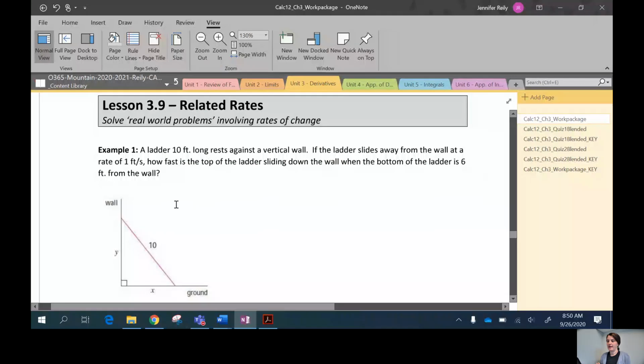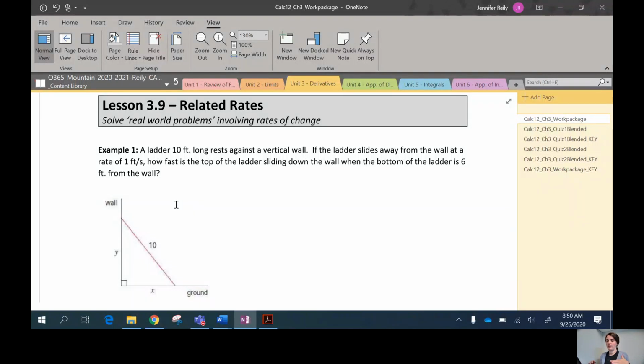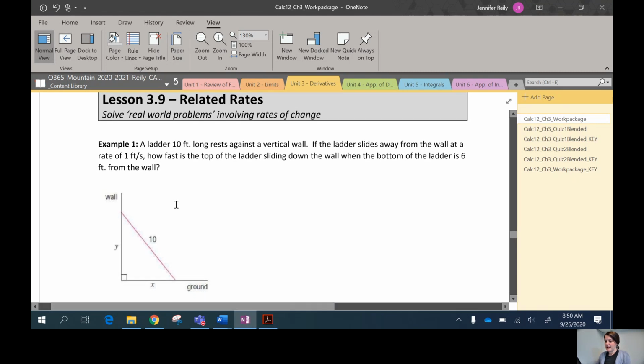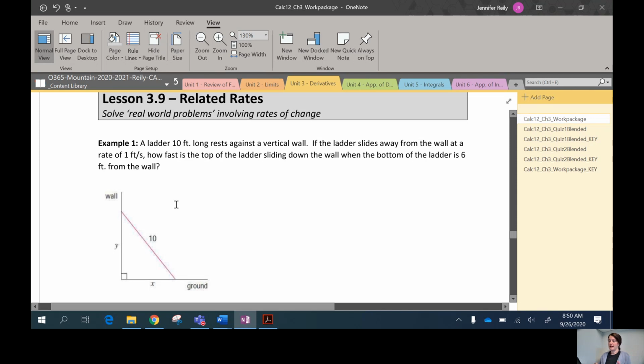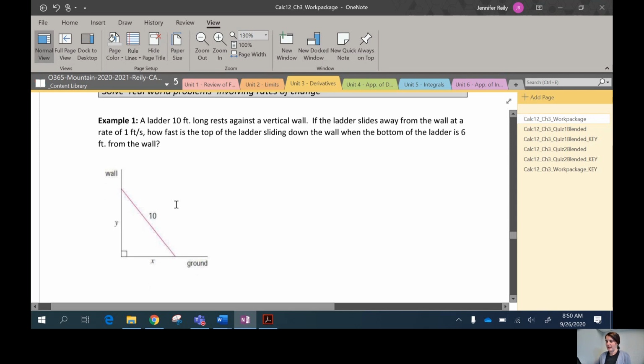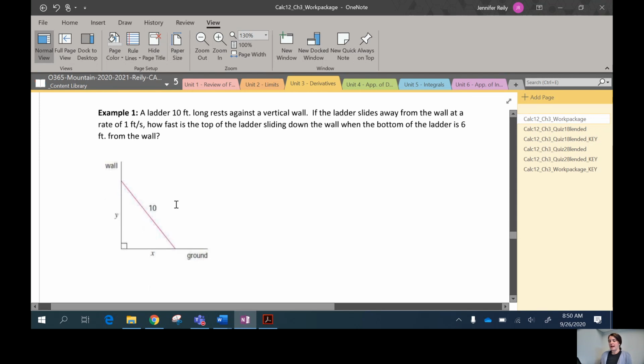Video to go over lesson 3.9 on related rates. So this is the first time we're going to be solving sort of real world problems with derivatives. The first question we're going to do is the classic related rates ladder question. If you Google related rates, this question always comes up.